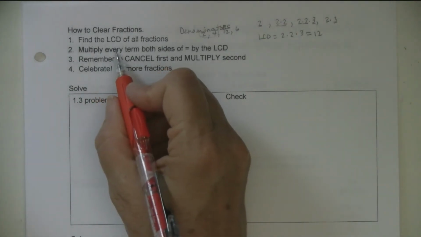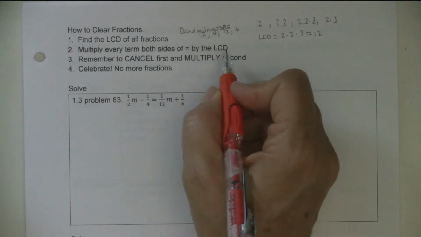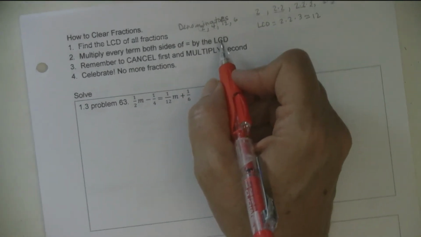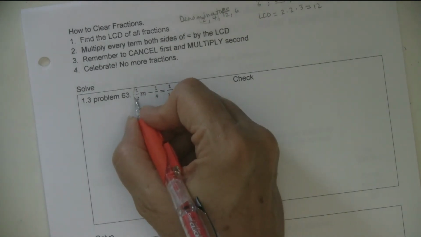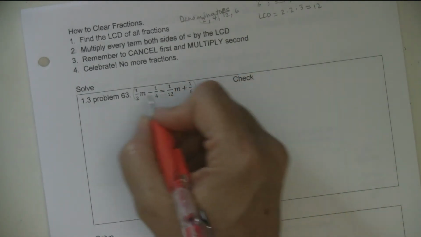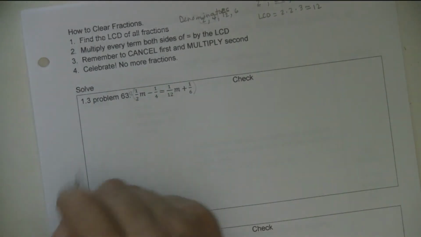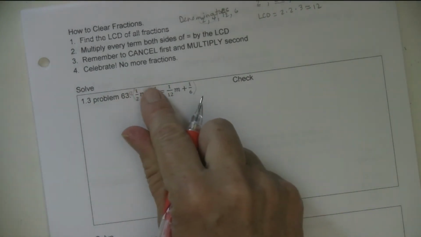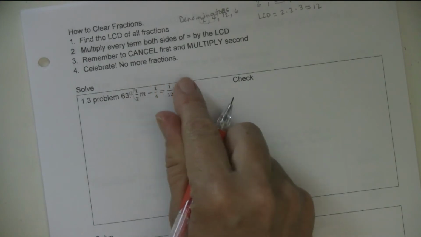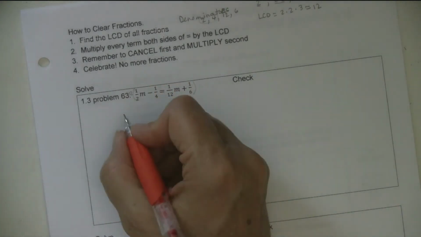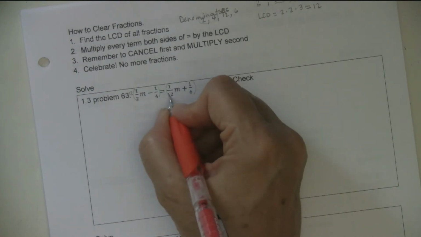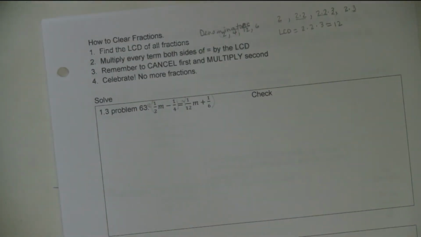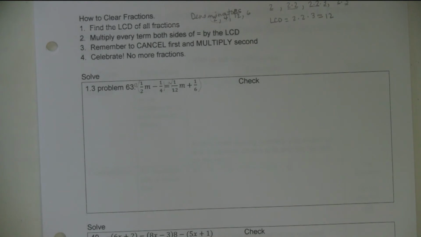I'm going to multiply every term, both sides of equal, by the common denominator. And this is how this is going to look. So the idea is I'm going to multiply everything by 12, the common denominator, by 12, by 12, by 12, all 4 of them. And so it's going to look like I'm going to distribute, right? I'm going to do this side by 12, and I'm going to do that side by 12. That's really the property. What you do to one side, you got to do to the other. I'm going to multiply both sides by 12.